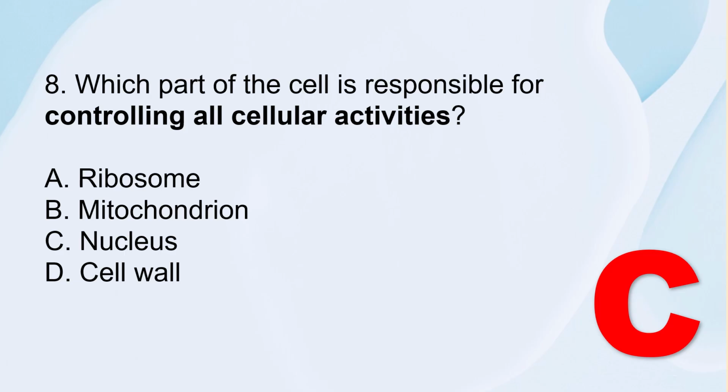For letter A, the ribosomes, this one synthesizes proteins. For mitochondrion, this produces energy called ATP. And for the cell wall, this provides structure in plant cells, not to control it. So only letter C is the correct answer.